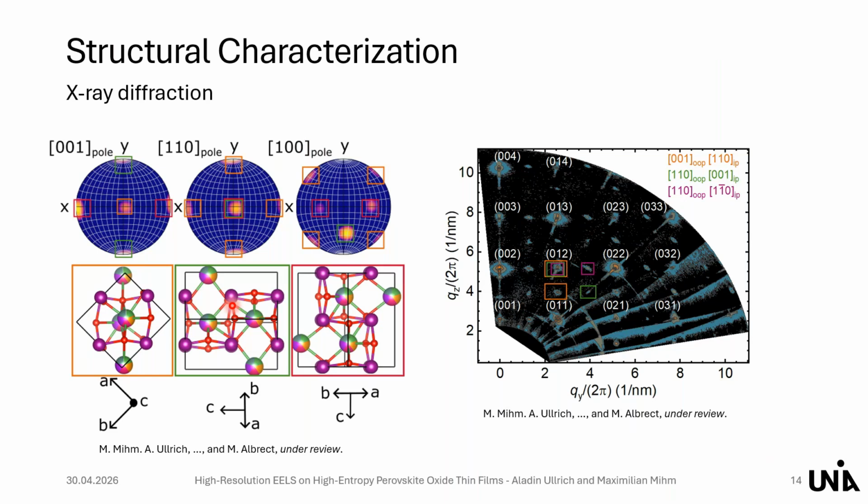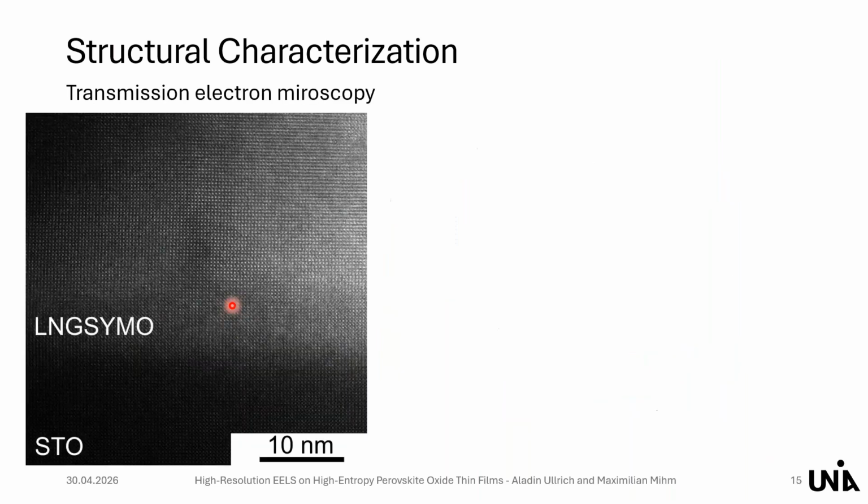And then we were interested in the properties on atomic scale. So we prepared a lamella by focused ion beam. So this you can see here, just an overview. On the bottom, a little bit darker, is our STO substrate, and on top is our thin film. So let's have a closer look at our thin film.